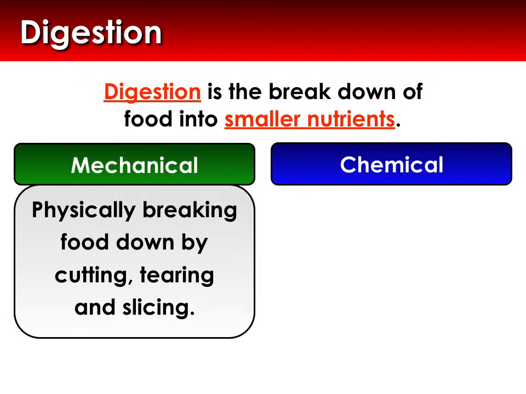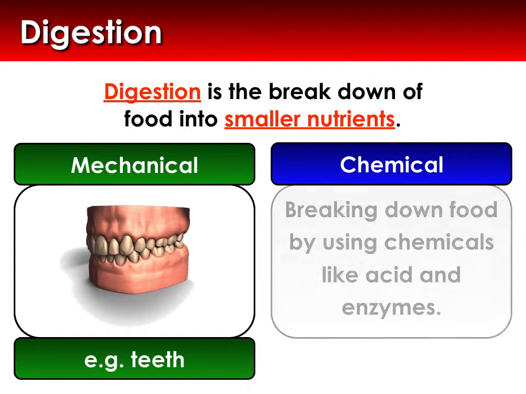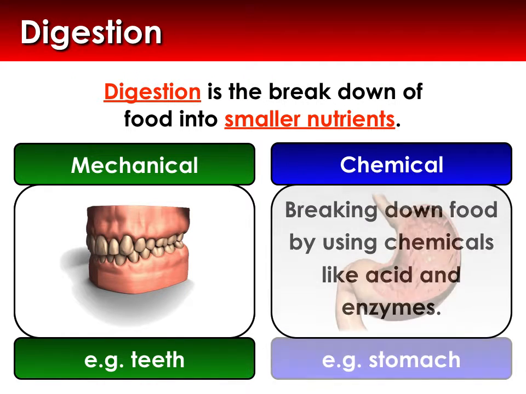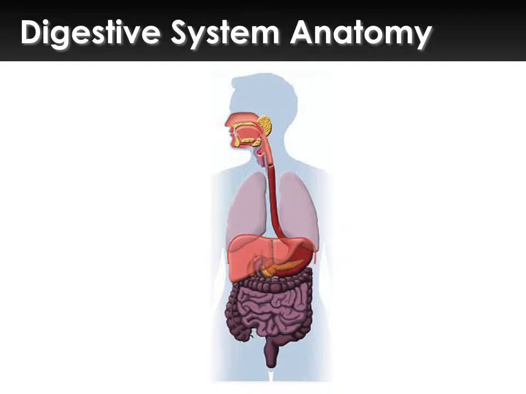Mechanical digestion is when food is physically broken down by cutting, tearing, and slicing. An example is when you use teeth to chew your food. Chemical digestion is the breaking down of food using chemicals like acids and enzymes. An example would be the process that occurs in the stomach.